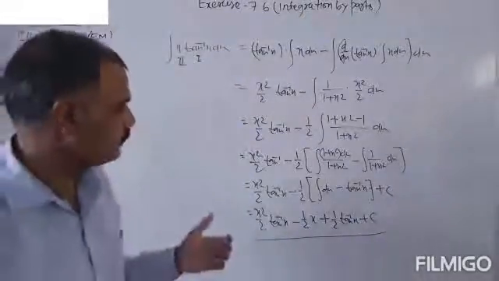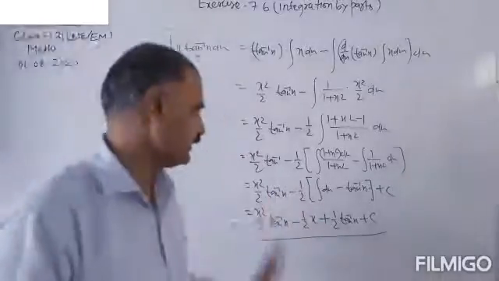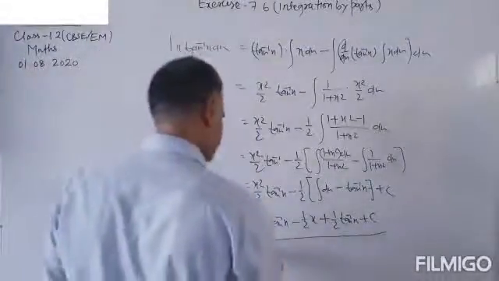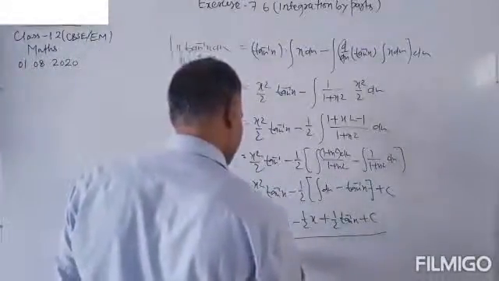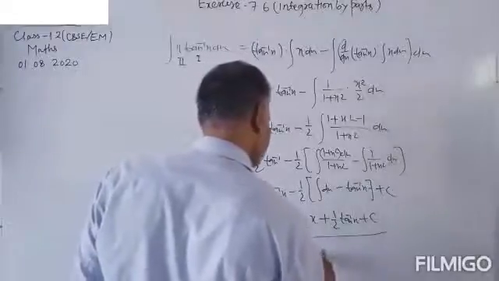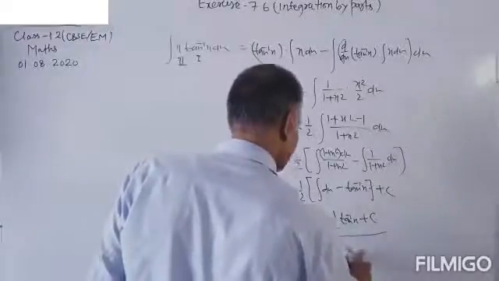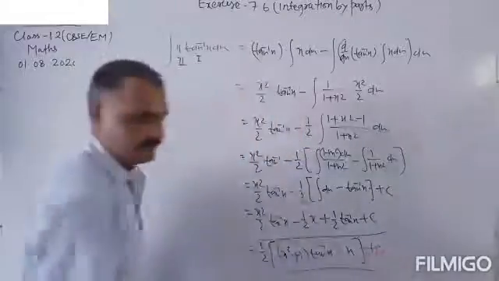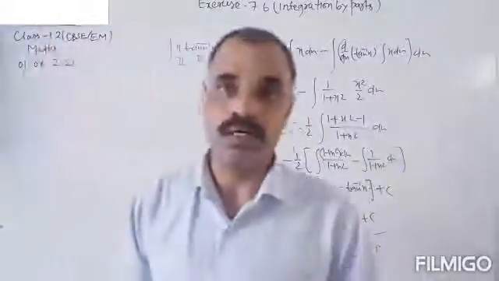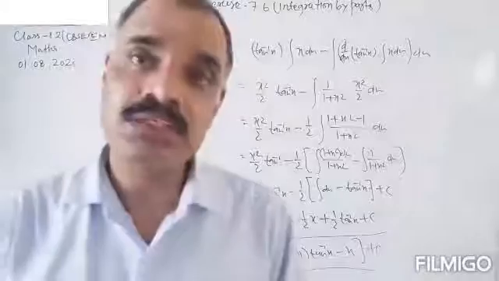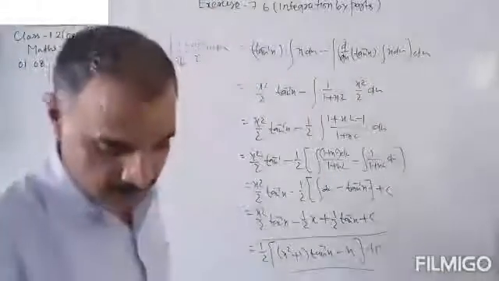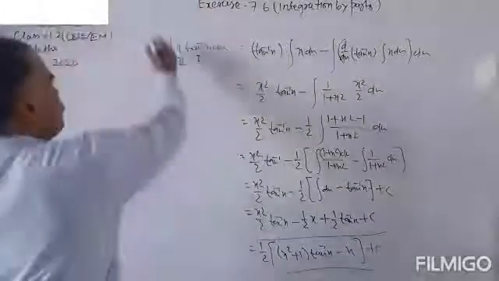1 by 2 can be taken as common. If I take 1 by 2 as common, then (x square plus 1) tan inverse x minus x, plus c, is another form of the answer. So this is question number 8.